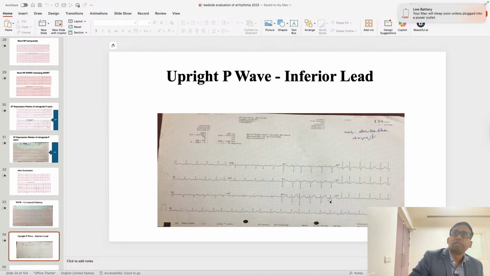So upright P waves in the inferior leads. You can see. Are you able to see here? Here you can get a clear-cut P wave. Is the P wave there or not? Are you getting it or not? So when the heart rate is around 170, 180 and the P waves are positive, what are the diagnoses? AVRT, AVNRT, atrial tachycardia, what is it? Hmm?